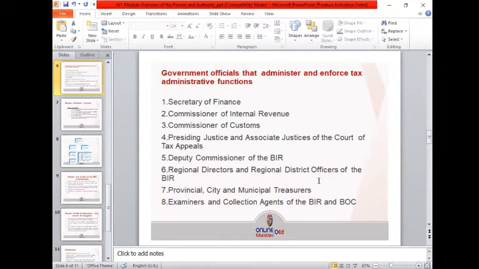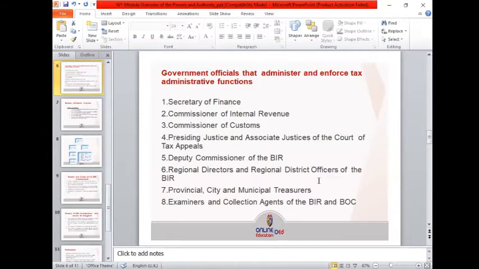the cedula tax was printed by the BIR to collect the poll tax or community tax. So for the proceeds of the community tax, there is a proportionate share for the BIR to cover the cost of printing the cedula tax or the community tax.